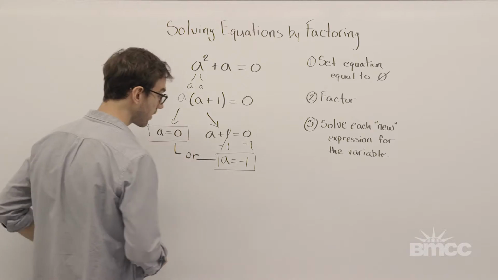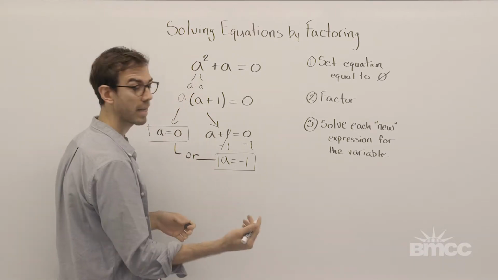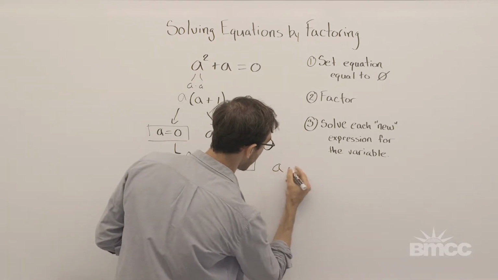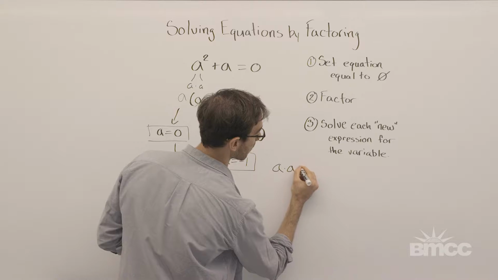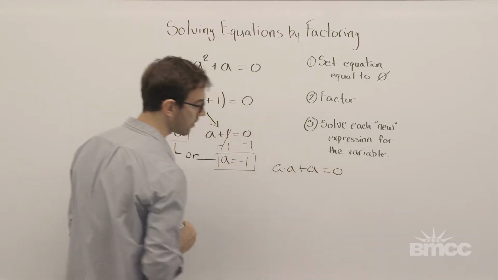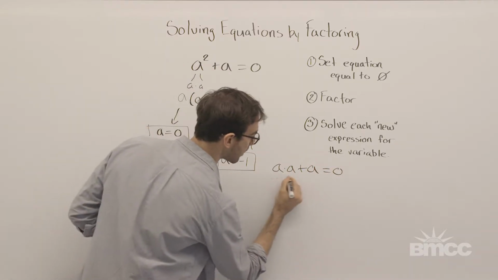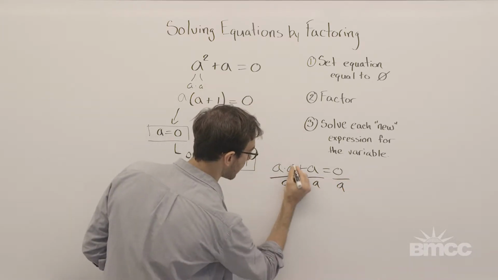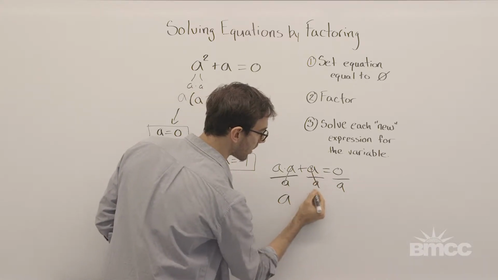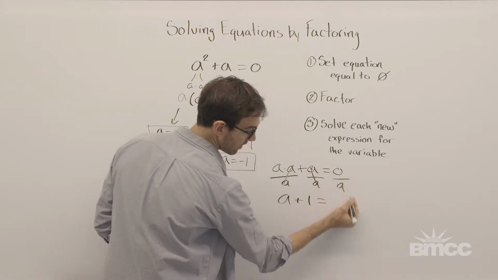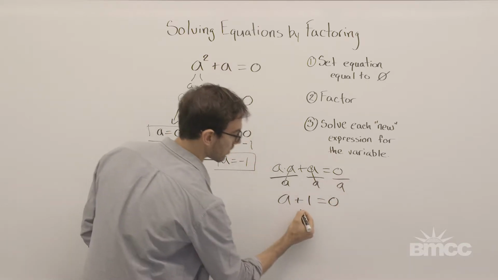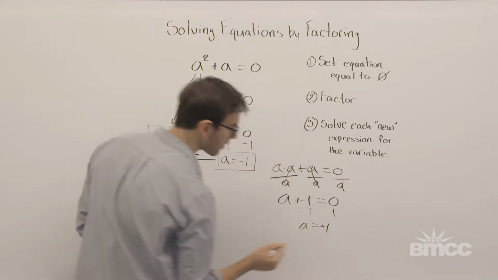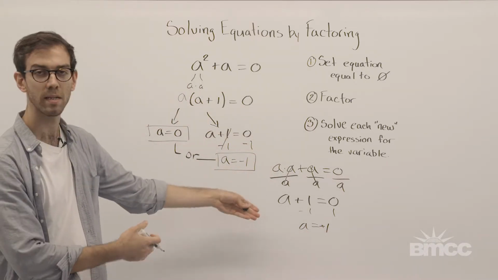Now, an important thing to note here is you may be tempted to say, why can't I just divide out this a? If I know that a squared is a times a, plus a is equal to 0, why couldn't I just divide everything by an a here? I would have an a, this would become a 1, this would still be 0, 0 over anything is 0. Subtract my 1, a equals negative 1. That's an answer we got here. Why is this not right?